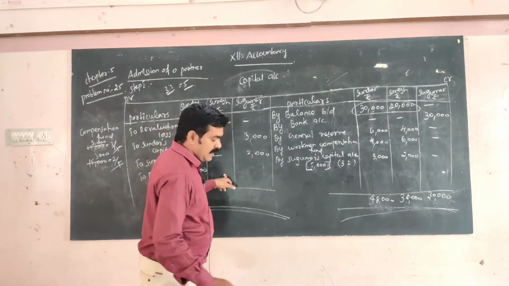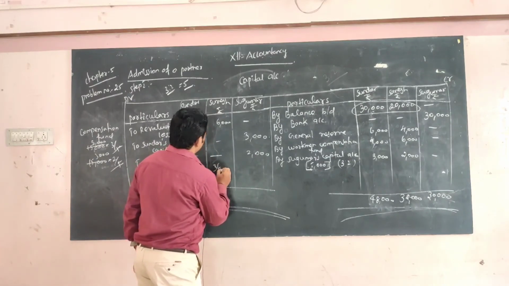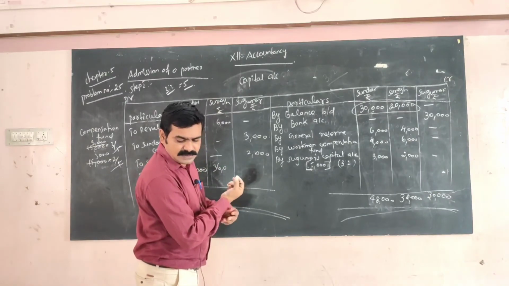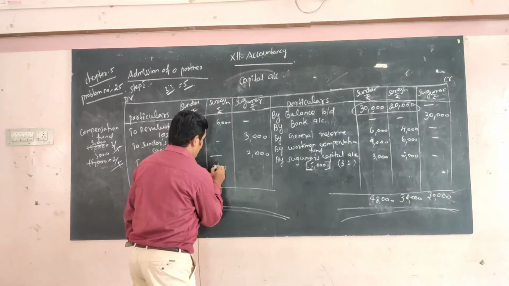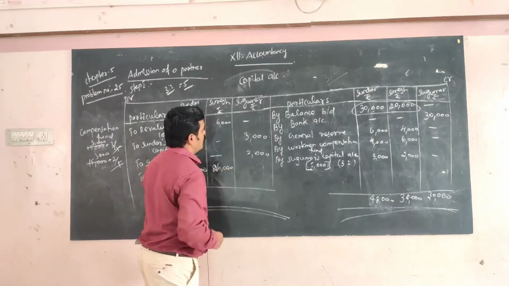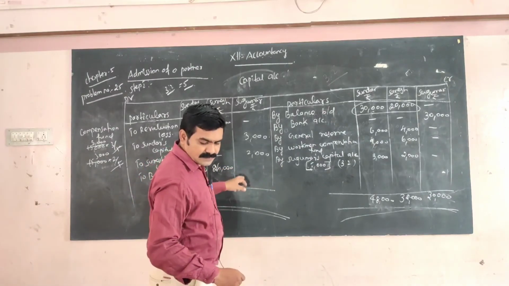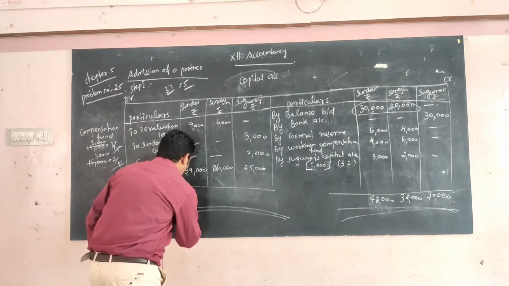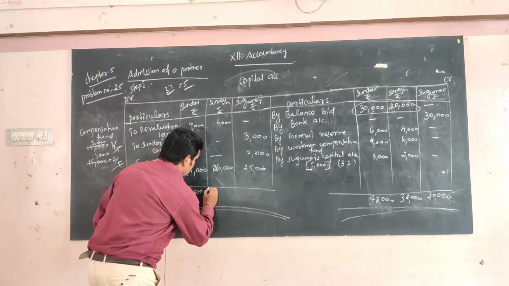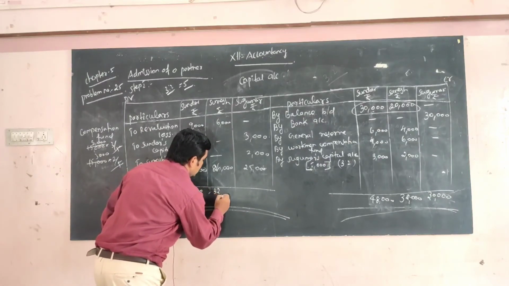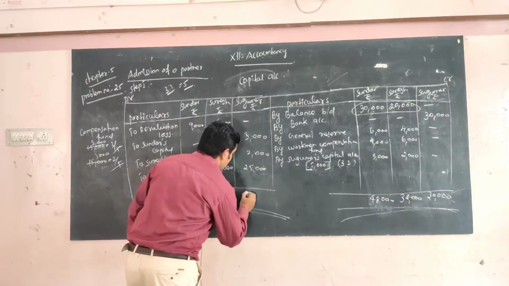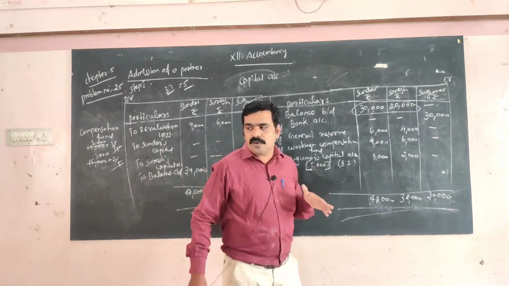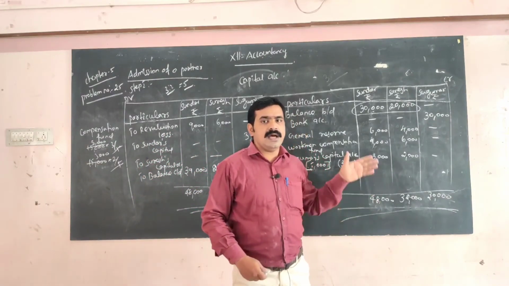Next, 36,000, that is 26,000. Next, 50,000 minus the 25,000, 25,000. So totally 48,000, 32,000, then 30,000. Okay, so these amounts are transferred to the next year.